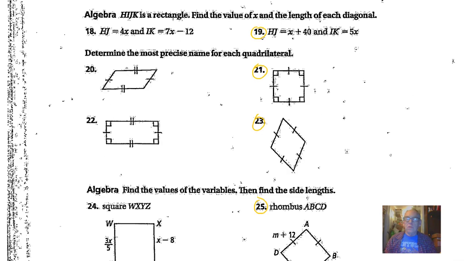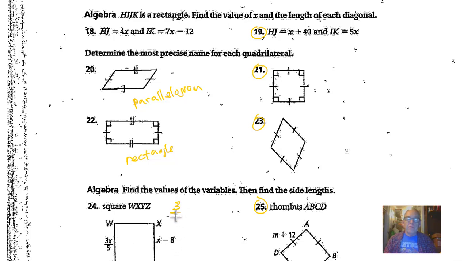So let's see what else is there. So let me do a couple of these over here. Looking at 22, opposite sides congruent and right angles. That makes this a rectangle. Here we have opposite sides congruent, nothing else special. This is just a parallelogram. Number 24, this is a square, so these opposite sides are congruent.